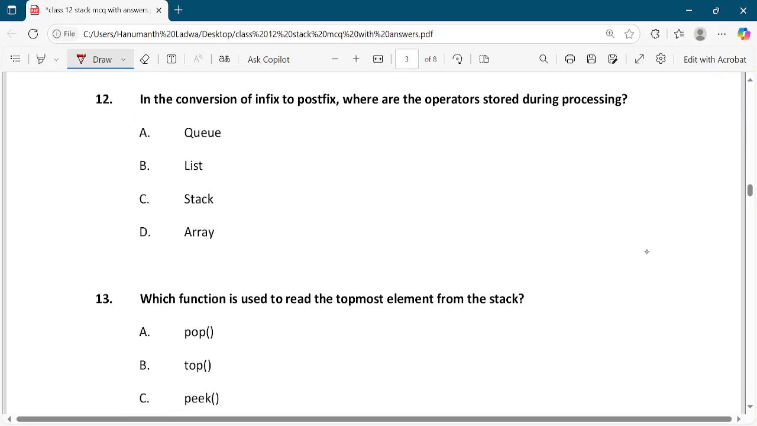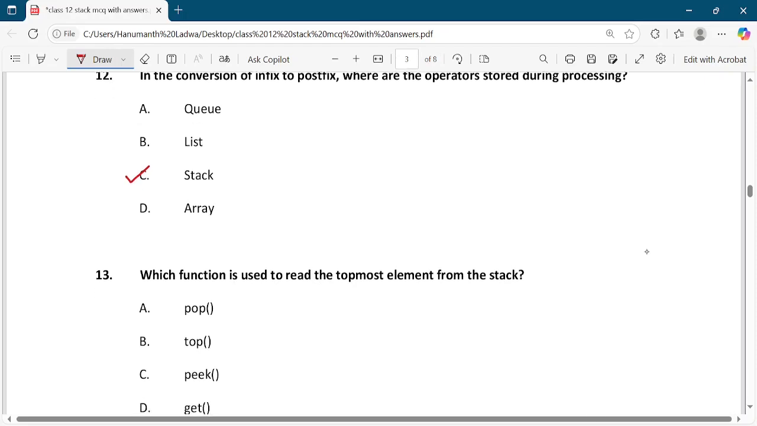Question number 12. In the conversion of infix to postfix, where are the operators stored during processing? Option A, queue, B, list, C, stack, D, array. Here, option C, stack is the right answer.